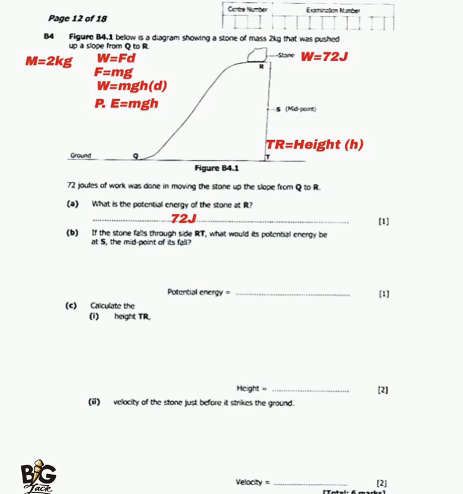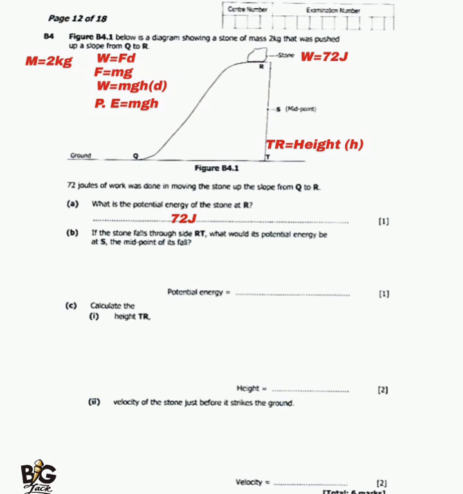Okay. So the next one, which is B, is saying if the stone falls through side RT, what would its potential energy be at S, the midpoint of its fall? When they say midpoint, that means the distance from R to S is equal to the distance from S to T. It's like half the way of RT.